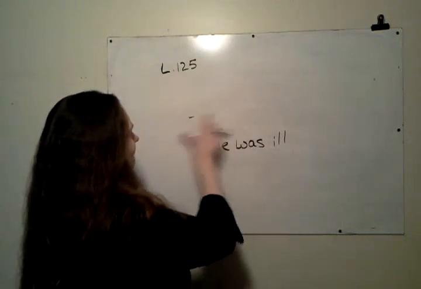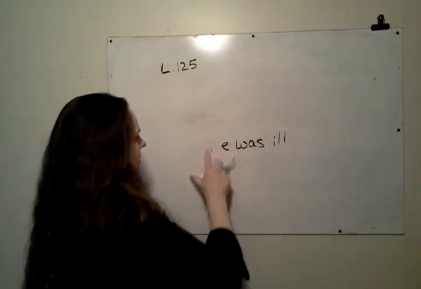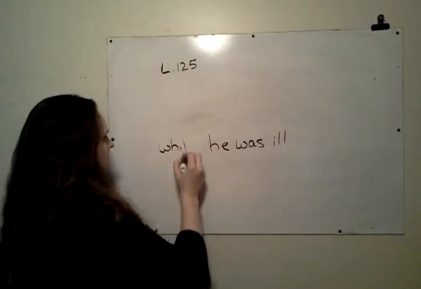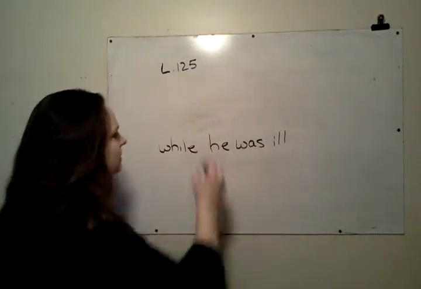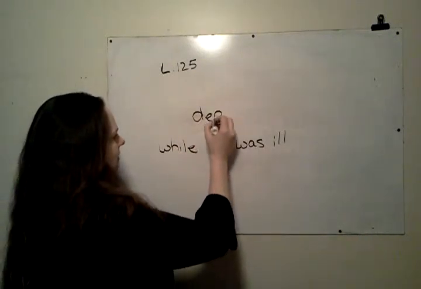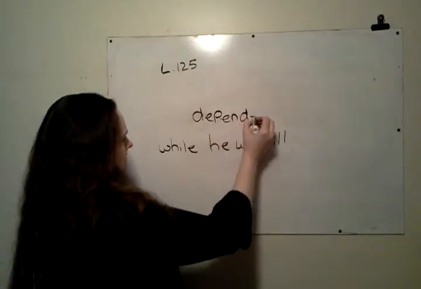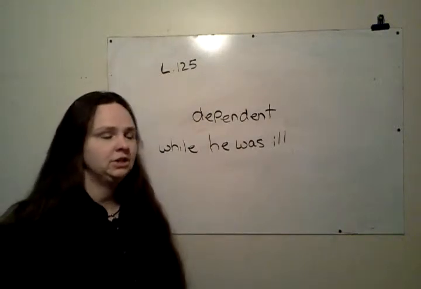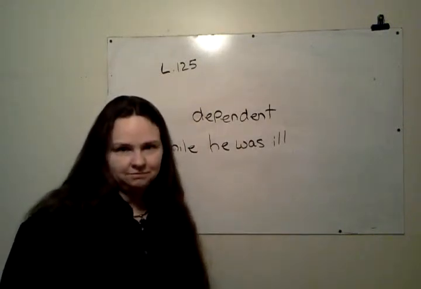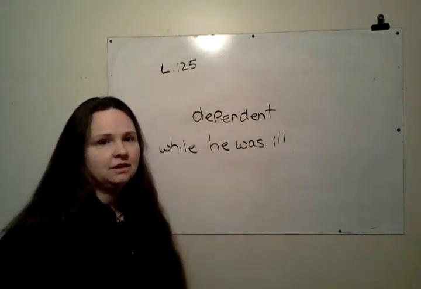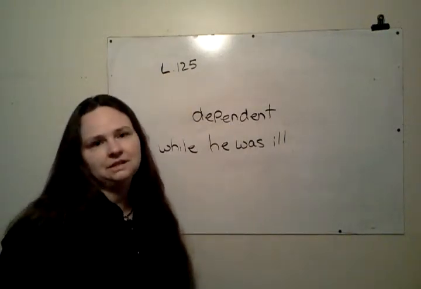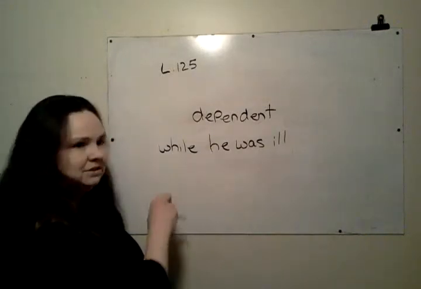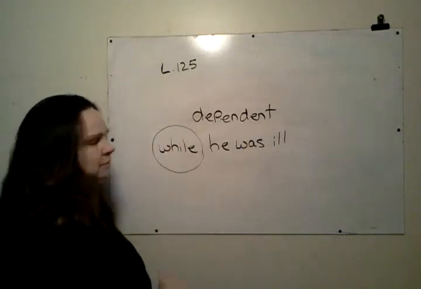But if I added a word to the beginning, such as while, while he was ill, now I've changed it to a dependent clause. Because now it's not a complete thought. Now you're wanting more information. If I said to you, while he was ill, you're waiting for me to finish my thought. While he was ill, he couldn't eat. Or while he was ill, he stayed home from school. Whatever. And as you can see, what makes it dependent is this word at the beginning right here.